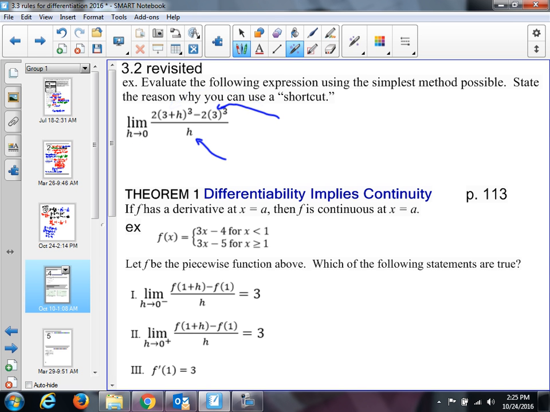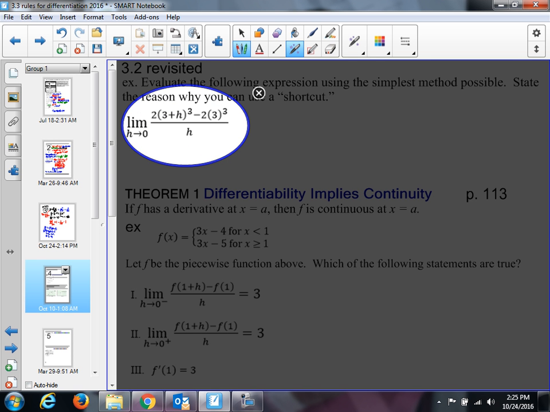I was thinking, I could work that out, but boy, I hate working out cubes. And I'm telling you, there's a shortcut. What do you recognize about this expression here? What does it look like? The definition of a derivative. It's evaluating a derivative, right? However, it didn't say you had to use that. I'm actually telling you to use a quicker method.